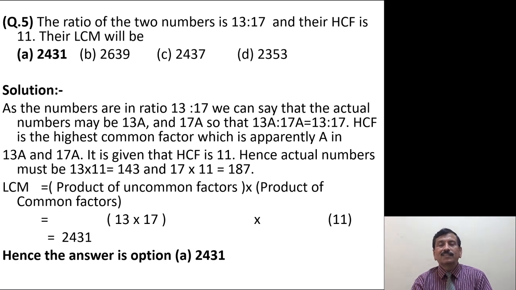Next. Ratio of two numbers is 13 to 17. HCF is given. Find LCM. Naturally, we take the numbers as 13A and 17A. So 13A is to 17A is 13 is to 17. A is common in them. So common factor must be HCF. So HCF is given as 11. So 13 into 11 is one number. 17 into 11 is another number. And their LCM is HCF into all uncommon factors. Uncommon factors are 13 and 17. So LCM will be 11 into 13 into 17.